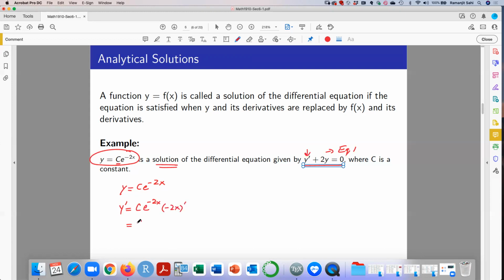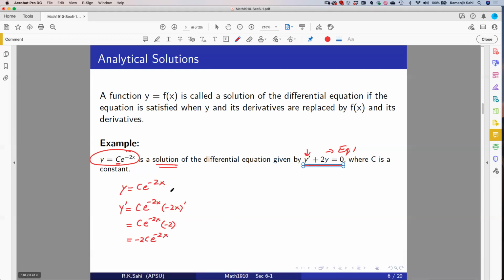So what are we going to get? C e to the power negative 2x. And the differential of negative 2x is negative 2. So what do we get? Negative 2 times c e to the power negative 2x.